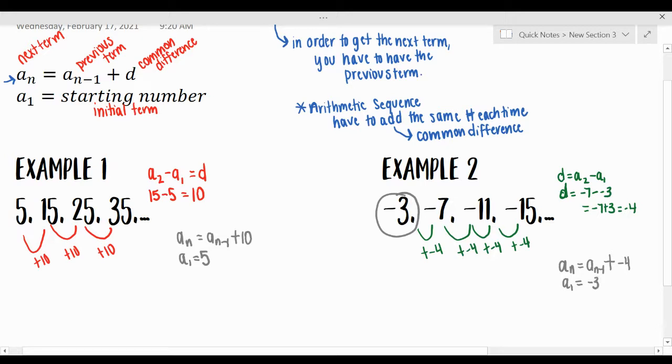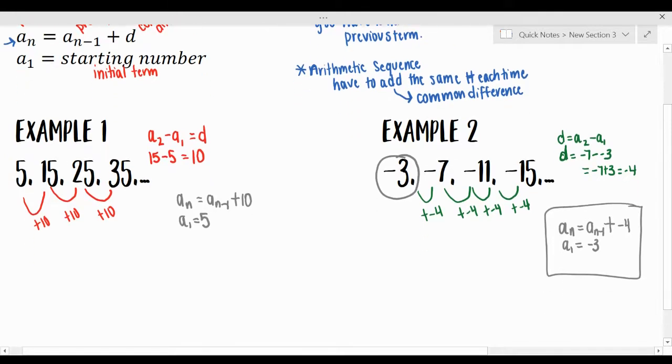Likewise, if I were to give you this statement, you should be able to find the first 4 terms. I would start with -3, then I would add -4, which would get me to -7. Add -4, which will get me to -11. Add -4, and that would get me to -15.